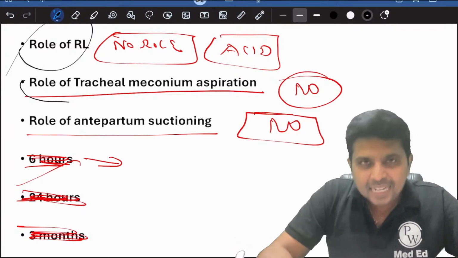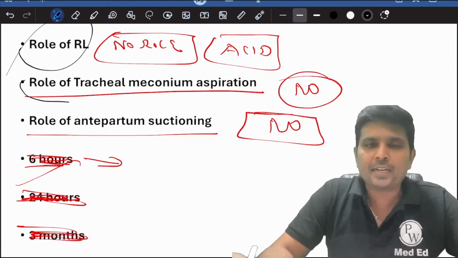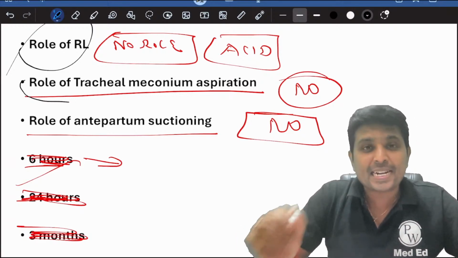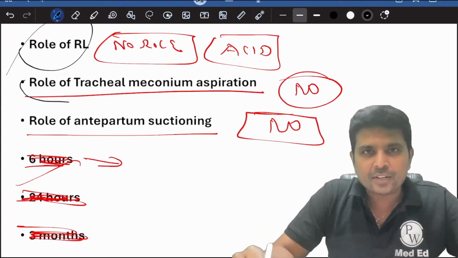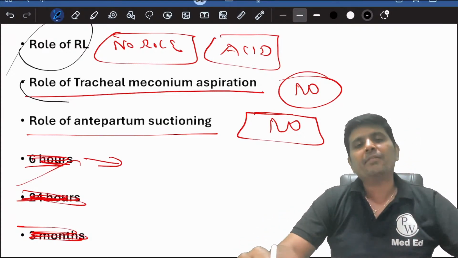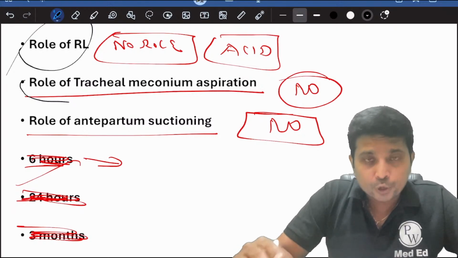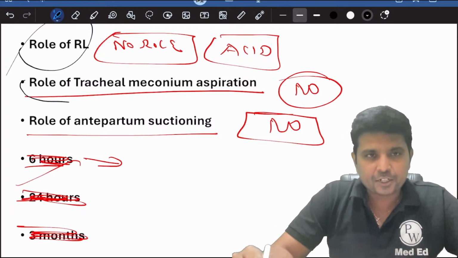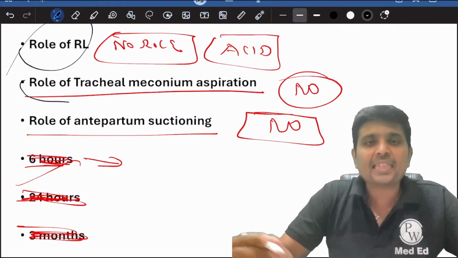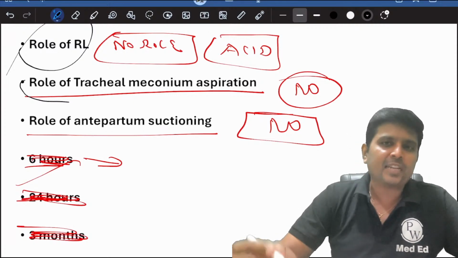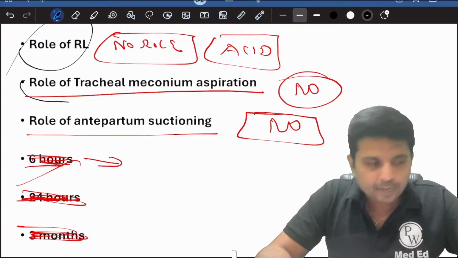That's why the recent guideline says that even in meconium aspiration syndrome, there is no need for tracheal aspiration. You can directly do bag and mask ventilation. I repeat, even in meconium aspiration syndrome, you can do bag and mask ventilation, because it is easier to do rather than going for an intubation and suctioning the meconium from the trachea.